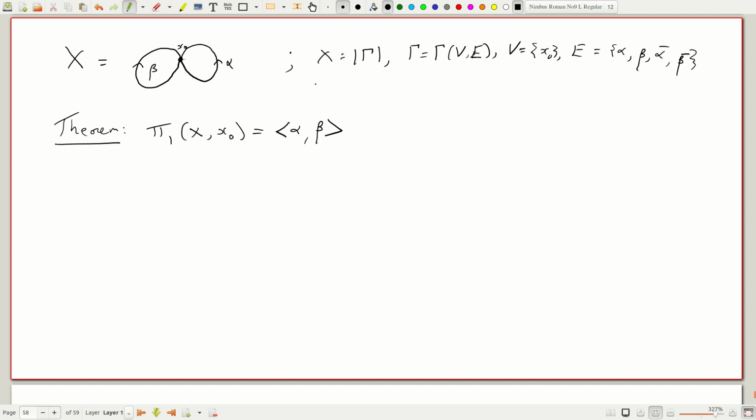So we have X is mod gamma, and of course we know what the bar map is. It sends alpha to alpha bar, and I of any edge is going to be x0. There's no choice, there's only one vertex. So you look at the geometric realization, it is this picture, and the claim is this. Pi 1 of X, x0 is the free group on alpha, beta. So we'll pass via covering spaces to do this, but just let's make a few remarks first of all.